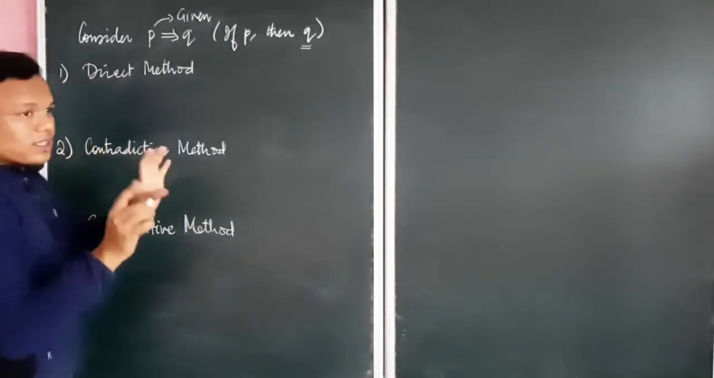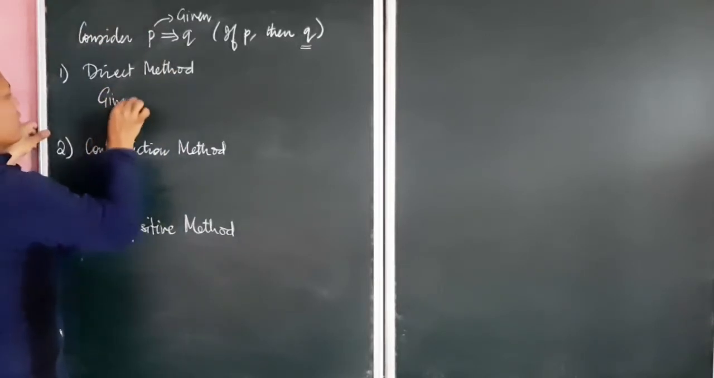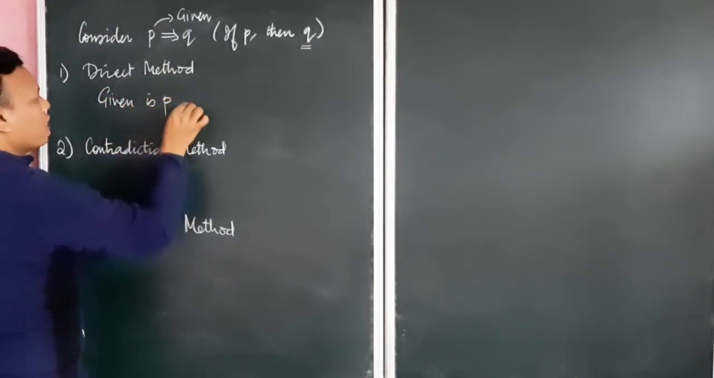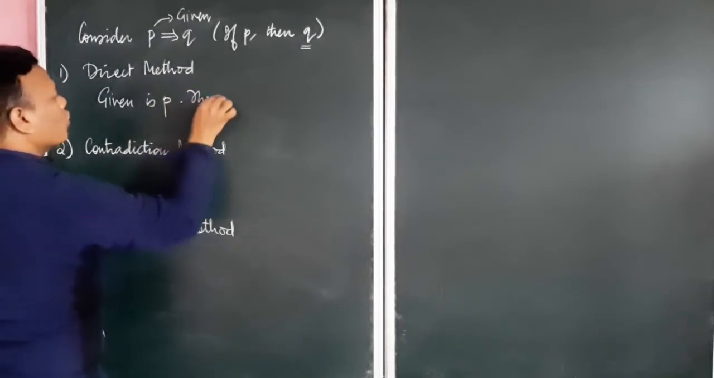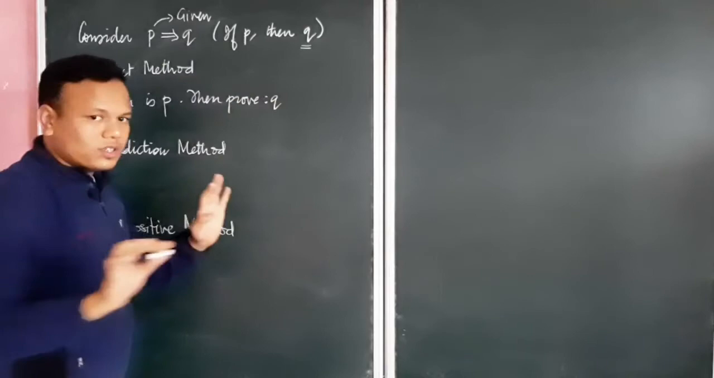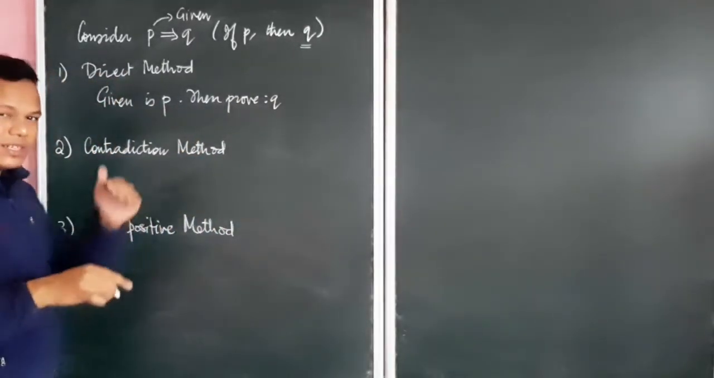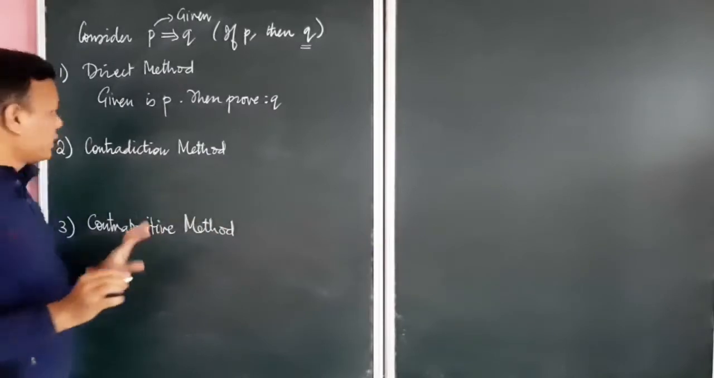The direct method is simple. In this case, given is P, and then we need to prove Q. Somehow you just need to verify Q. That is your direct method. We'll see a few problems, and then you will definitely understand.